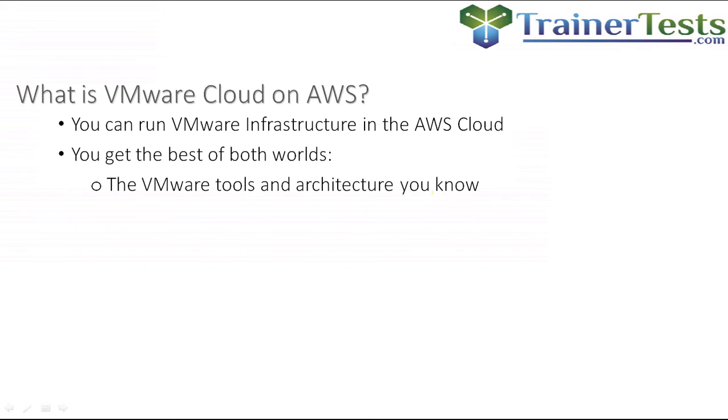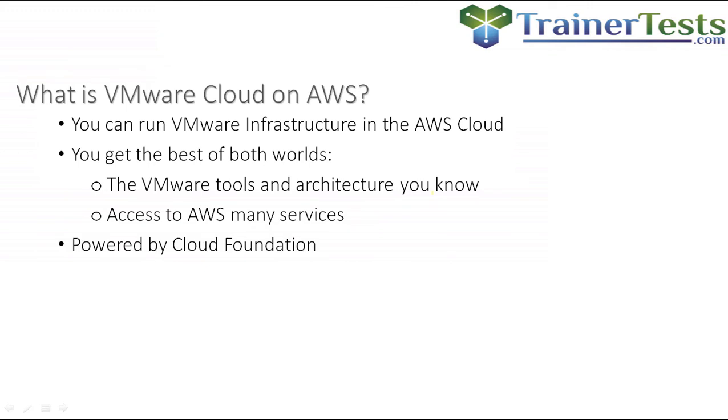You get all the VMware tools and architectures that you already know. You get everything from VMware Cloud Foundation, including vSAN, NSX, and vSphere. But on top of that, you get access to many AWS services, and you also get tight integration with another AWS account if you want, a traditional AWS account, so that you can launch services within AWS and again tightly integrate those services with the things running on your VMware Cloud on AWS and even your on-premise services as well.